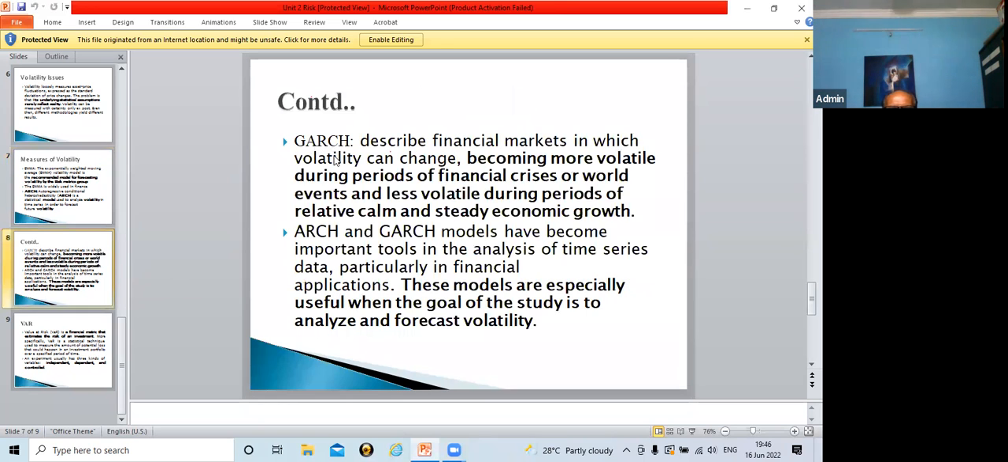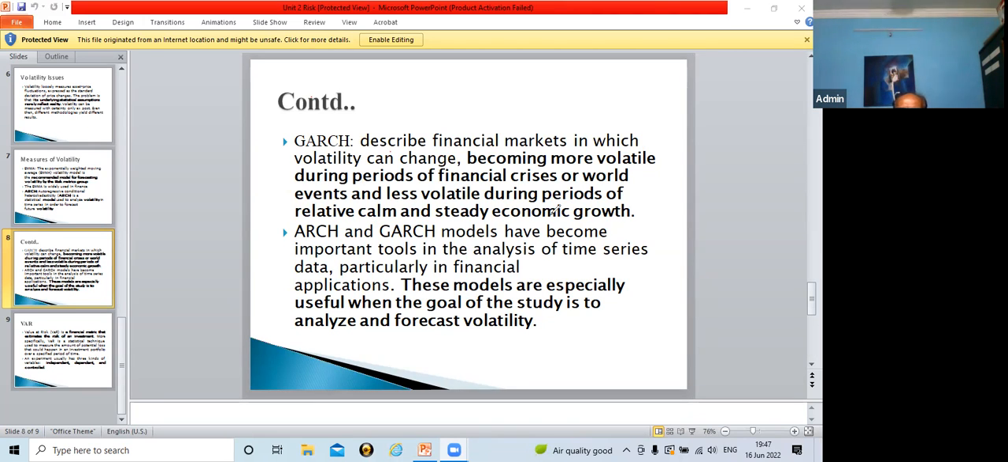There is another word, GARCH. What is this GARCH? It describes financial markets in which volatility can change. So basically, it is used in financial markets. It describes markets in which volatility can change, becoming more volatile during periods of financial crisis or world events, and less volatile during periods of relative calm and steady economic growth.